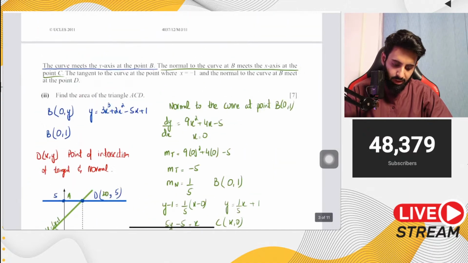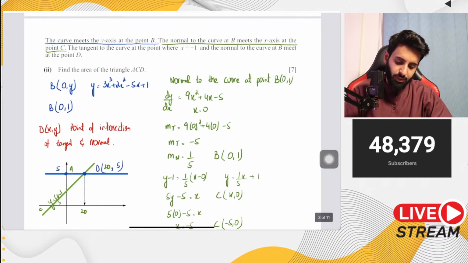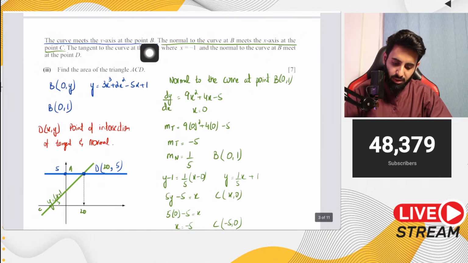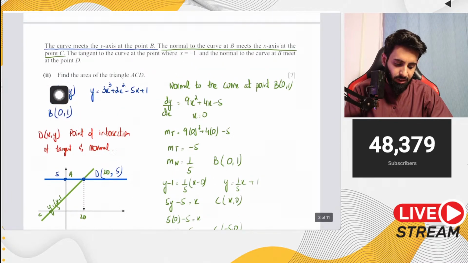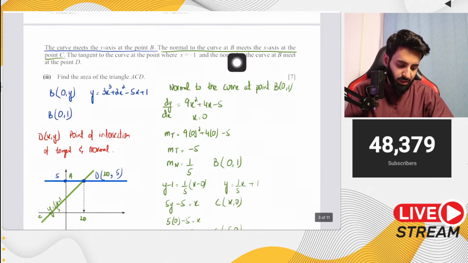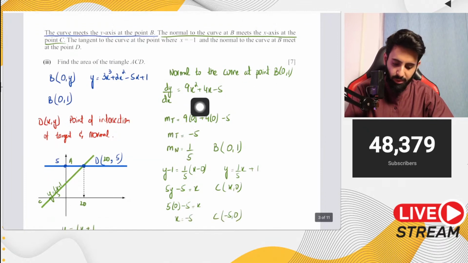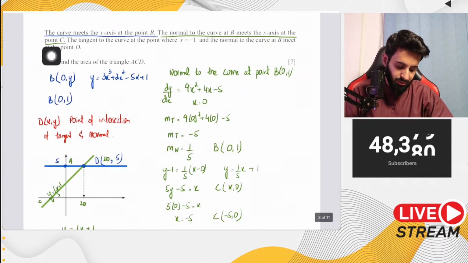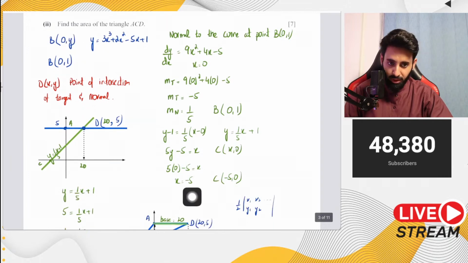Now, here's what I've done. First of all, the curve meets the y-axis at the point B, so we found out the coordinates of B. Then, normal to the same curve at B meets the x-axis at the point C. So I found the equation of the normal to the curve. Then C is the point where the normal is cutting the x-intercept, so I found out the coordinates of C by plugging in y as 0.